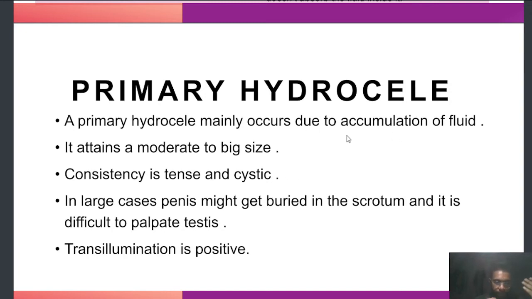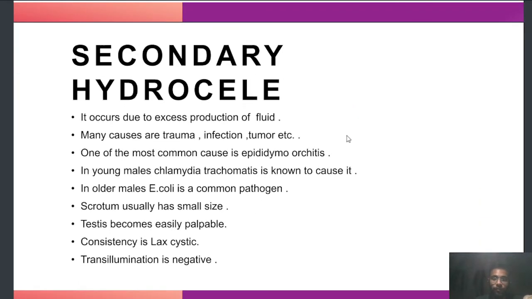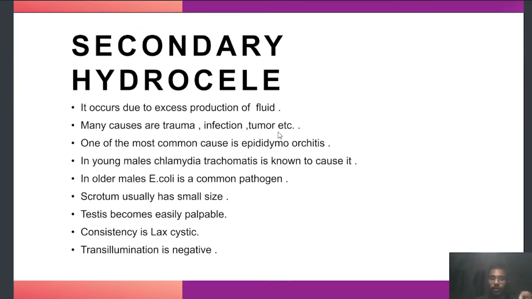One thing that might come to your mind is, how does this primary hydrocele take place? Why is there production of fluid, why is there accumulation of fluid? The basic answer is doctors still don't know. It's basically, I don't know. In medical terms we call it idiopathic, a fancy name for saying I don't know. So the causes of primary hydrocele are basically idiopathic, but for secondary hydrocele there are a lot of reasons why it might take place.